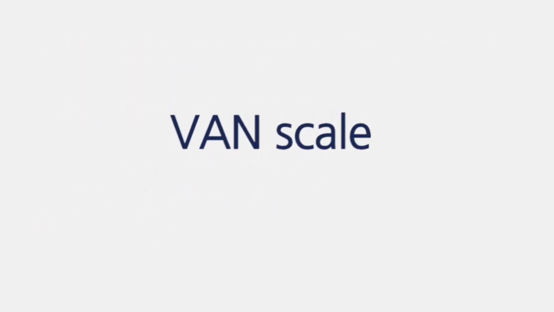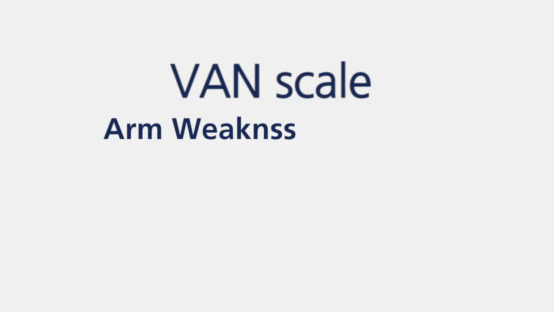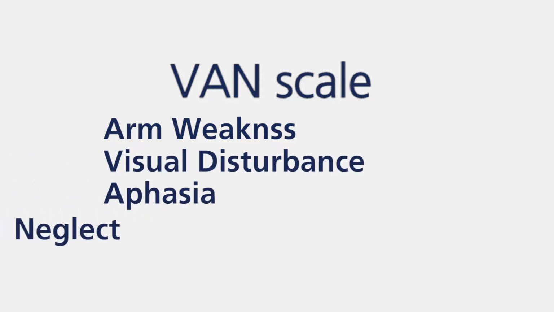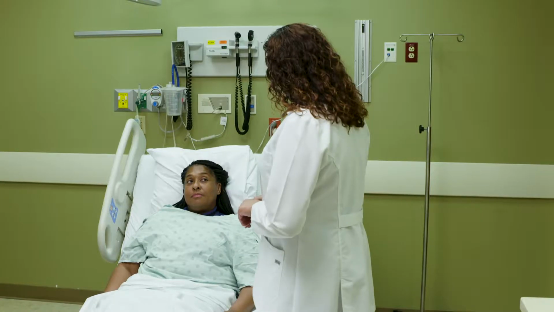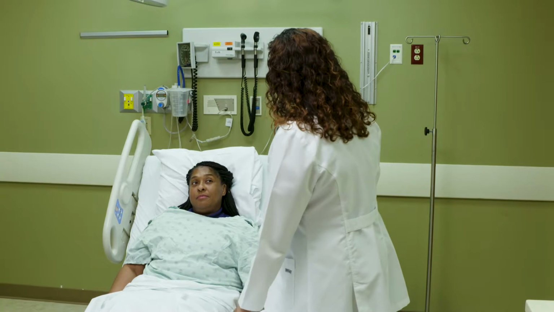The VAN scale is an acute stroke screening tool used in the field to determine the severity of a stroke. It consists of checking the patient for arm weakness, visual disturbance, aphasia, and neglect. We will now show you the proper way to perform a VAN scale assessment.